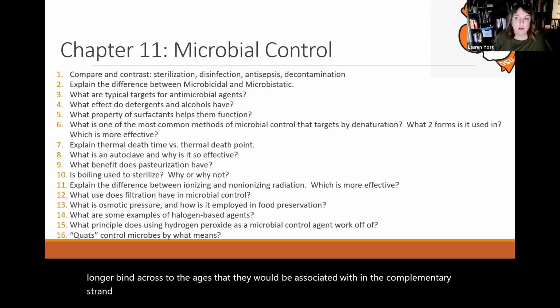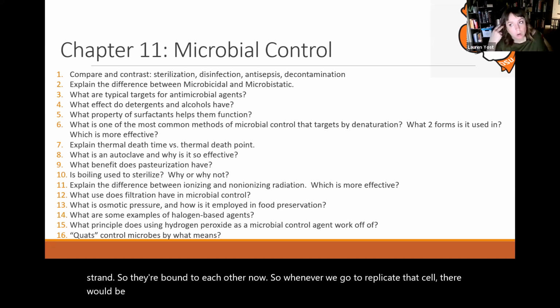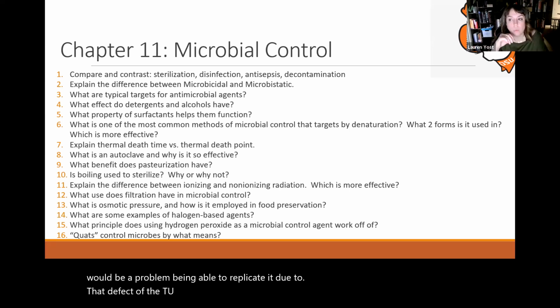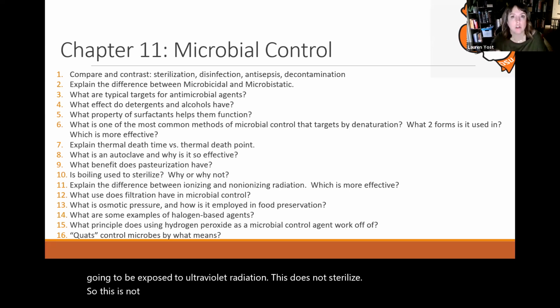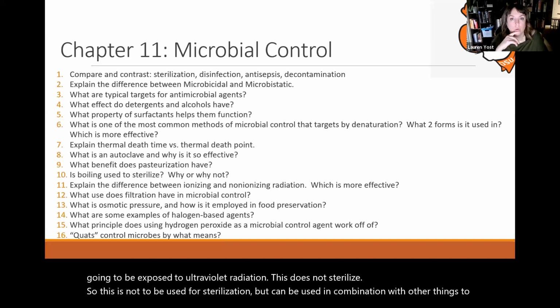So they're bound to each other now. Whenever we go to replicate that cell, there would be a problem being able to replicate it due to that defect of the T bound to the T. So we have to have a means of correcting that if we're going to be exposed to ultraviolet radiation. This does not sterilize. So this is not typically used for sterilization, but can be used in combination with other things to reach for sterilization.